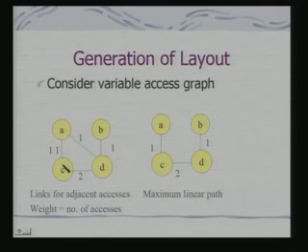So, the link weight is 1. C and D have 2 adjacent accesses. So, that is why the link weight is 2. A and D have 1 adjacent access, B and D have 1 adjacent access. So, therefore, I have a graph. In the graph, the links indicate whether there are adjacent accesses of these variables, and the weight of the link indicates the number of times this kind of adjacent access takes place.